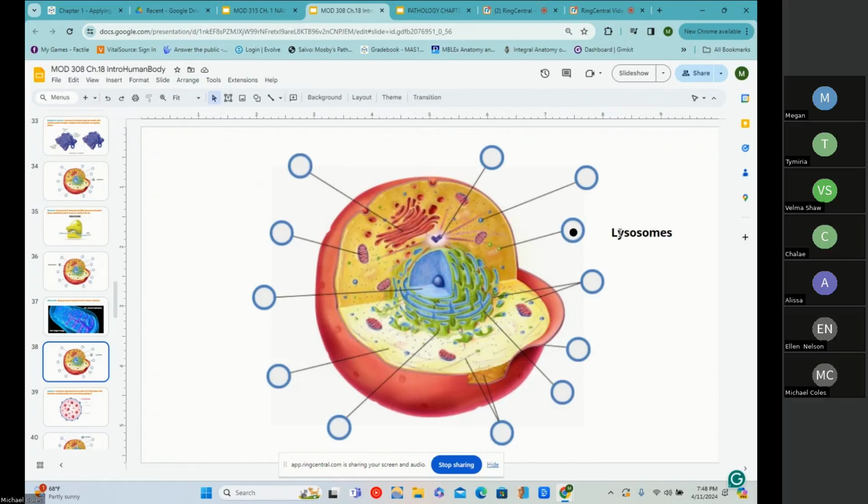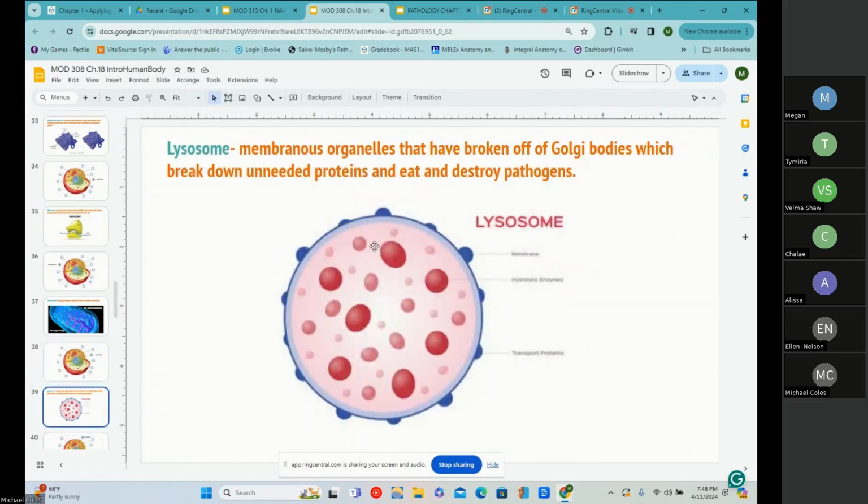Lysosomes, think Lysol, killing things. So it's going to either eat or destroy pathogens in our body.